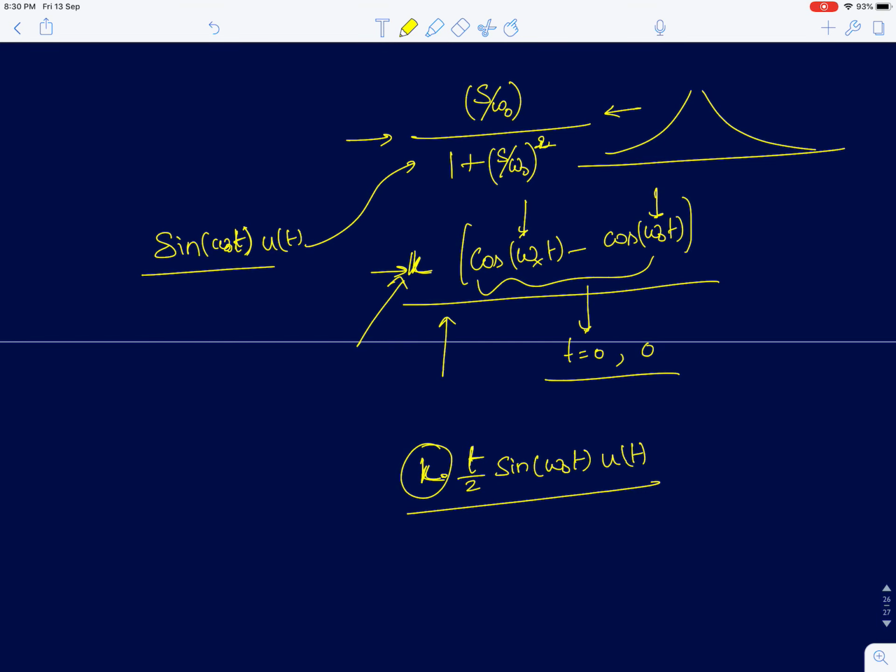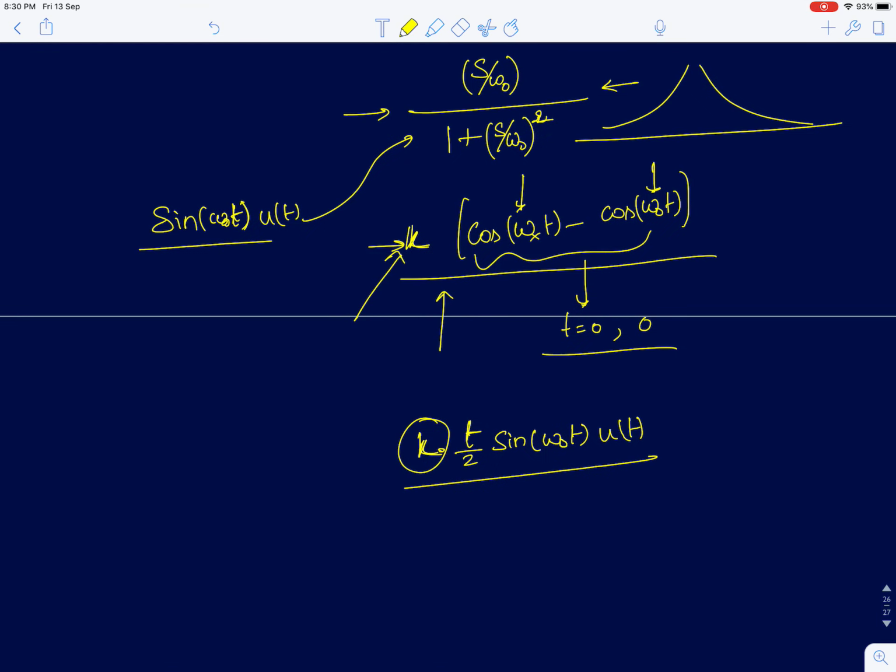So we will actually be getting a linearly increasing sine wave if I feed a sine wave of frequency equal to the resonant frequency of this system. We have derived this result in the previous lecture, so I'm just directly writing the final result. So you'll have a linearly increasing sine wave multiplied by some constant here.